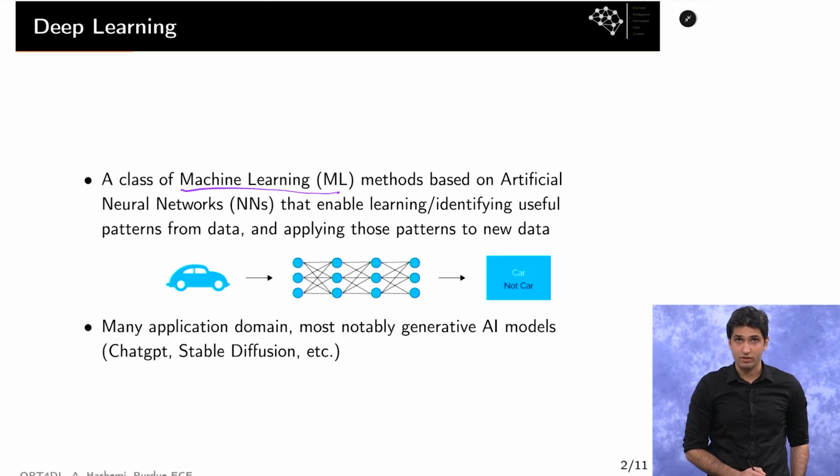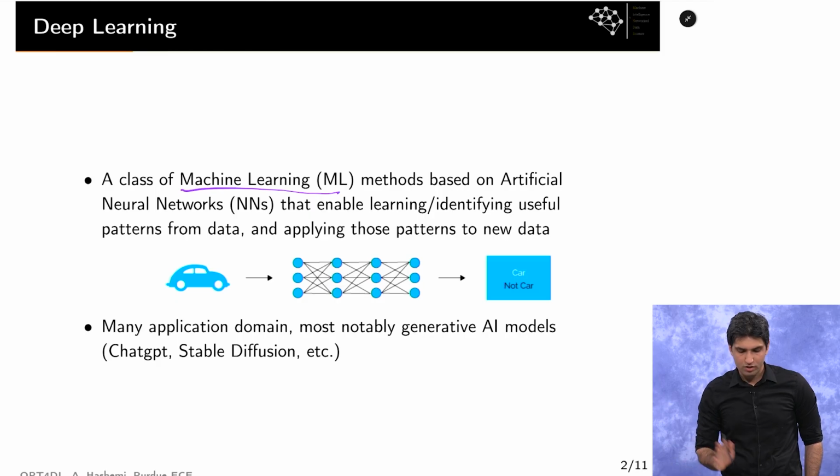So this is another keyword that we're going to define in the next lecture. For the time being, you can imagine that machine learning means learning a model from data or designing a model from data, okay? So deep learning is a class of machine learning methods based on artificial neural networks or ANNs.